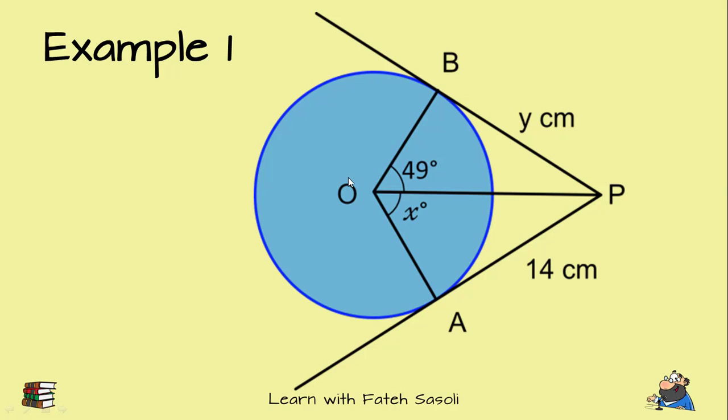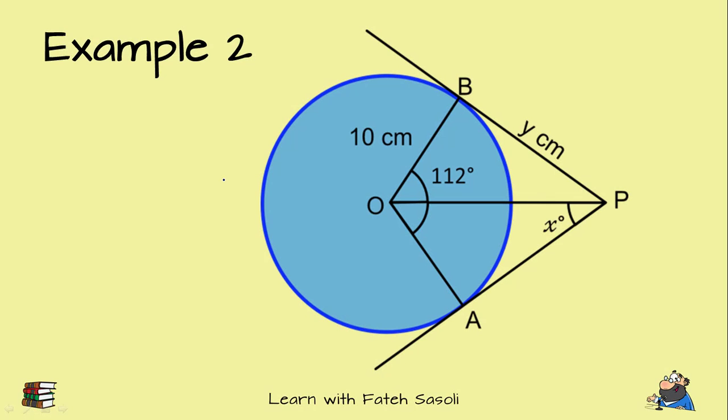We have to find the value of x in this question. From the second property, the angles formed by the tangents are always equal at the center, which means 49 should be equal to this x. So the value of x is 49 degrees. Plus, the lengths of these tangents to the external point P are always the same, which means line BP is equal to line AP, and y is 14 centimeters.